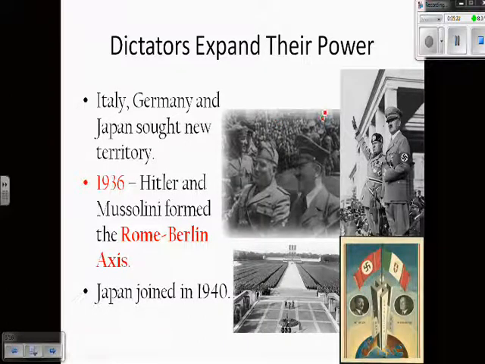These two pictures show Adolf Hitler and Benito Mussolini. Mussolini actually had these aspirations of bringing back the Roman Empire, because Rome was a city in Italy, and he saw himself as kind of the second coming of maybe Julius Caesar.